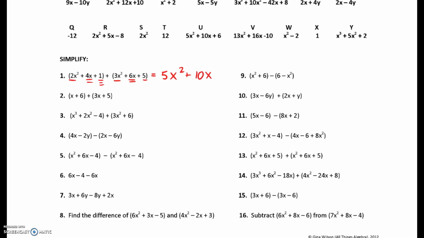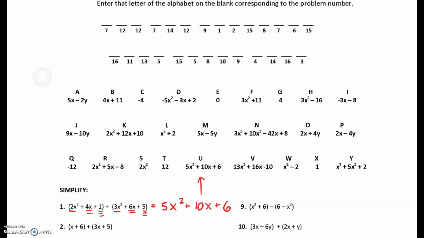Add 1 with 5, and you will get a positive 6. You should notice this answer is actually right above the letter U. So the way that this worksheet is completed is now you will take that letter U and up here on the blanks, anywhere where you see a number 1, you will fill in the letter U. So U has been taken and we are done with number 1.